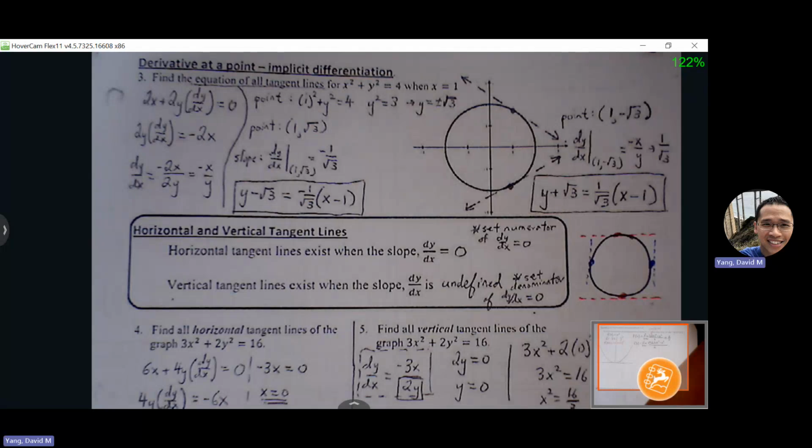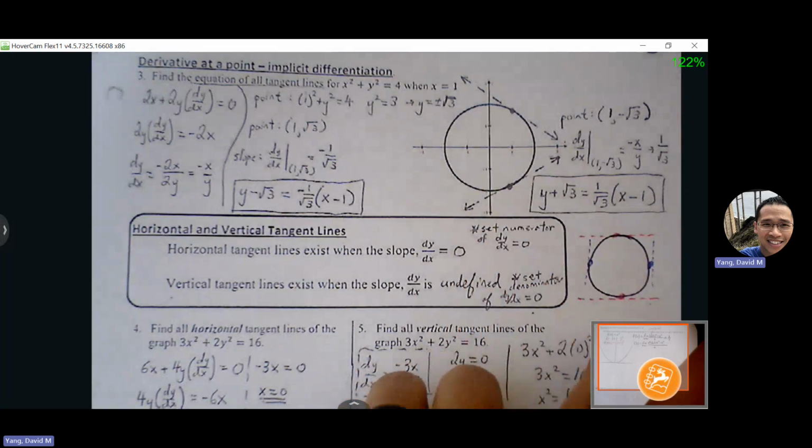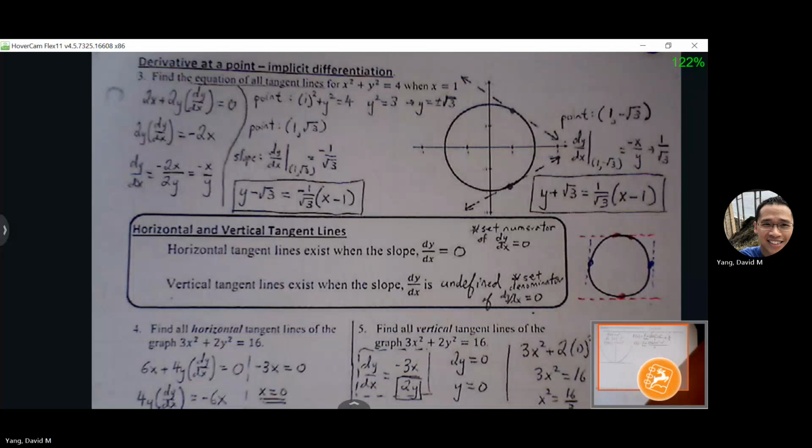A good example would be a circle or an ellipse that has both horizontal tangents and vertical tangents. So we're going to try that with number 4. For numbers 4 and 5, we're going to build the derivative, set the numerator equal to 0 to find horizontal tangents, and then set the denominator equal to 0 to find the lines where vertical tangents exist. Okay, let's try that. So number 4, start off by building the derivative equation.